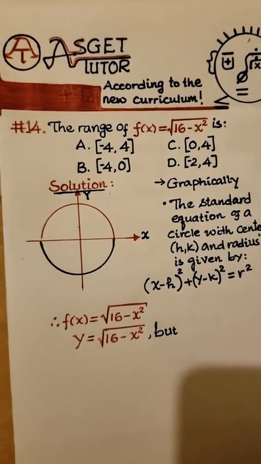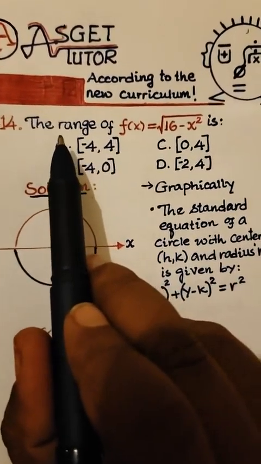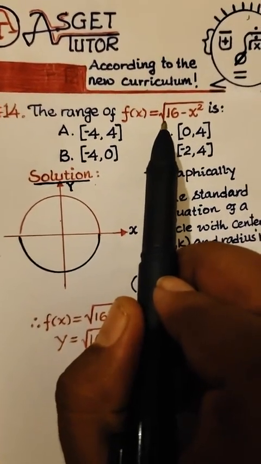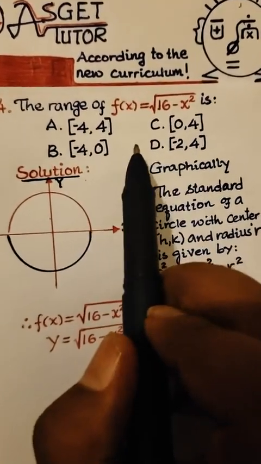Here is another question on function. The question is, the range of f of x equals radical of 16 minus x squared. There are choices over here.